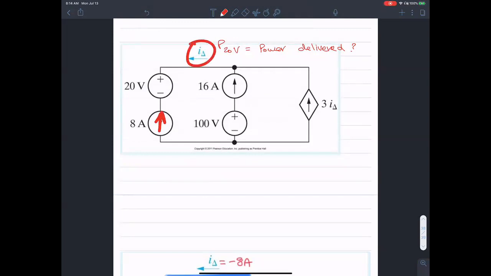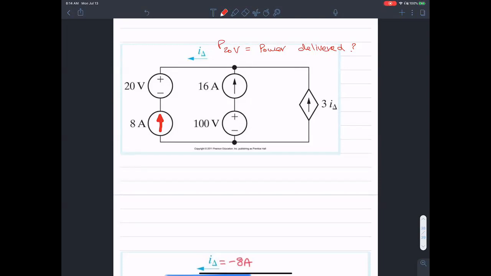Well, what about this I delta then? Well, I delta is simply a variable. It's not a real physical current. This is a variable that I assume just so it makes it easy for me to solve the problem. It's a little like saying this current source is the one that sets the actual physical current going in the circuit.